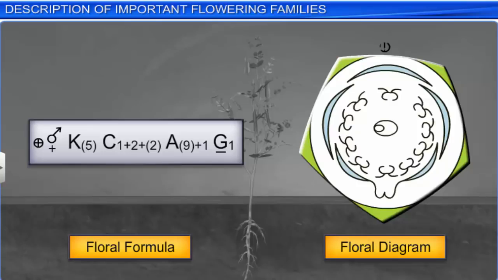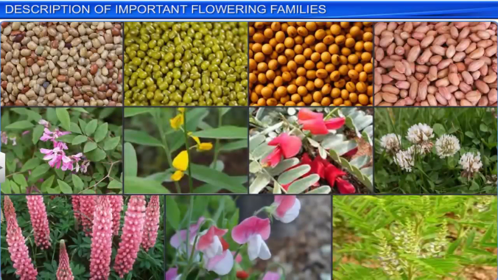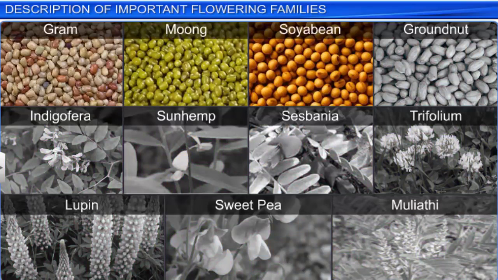The economic importance of plants belonging to the Fabaceae family is also great. Gram, moong, and soya bean are pulses. Soya bean and groundnut produce edible oil. Indigofera is a dye. Sun hemp is a fiber. Sesbania and trifolium are used as fodder. Lupin and sweet pea are ornamental plants. And mulethi is used as a medicine.